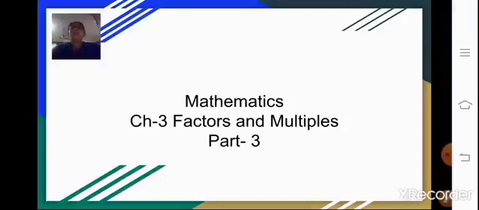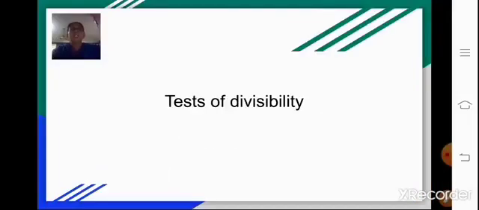Okay, now coming back to our online session, today we'll be continuing with chapter 3, that is factors and multiples, and today we'll be doing part 3 of this chapter. In the last class we already studied what prime numbers and composite numbers are. Today we'll be doing another topic, that is the test of divisibility.